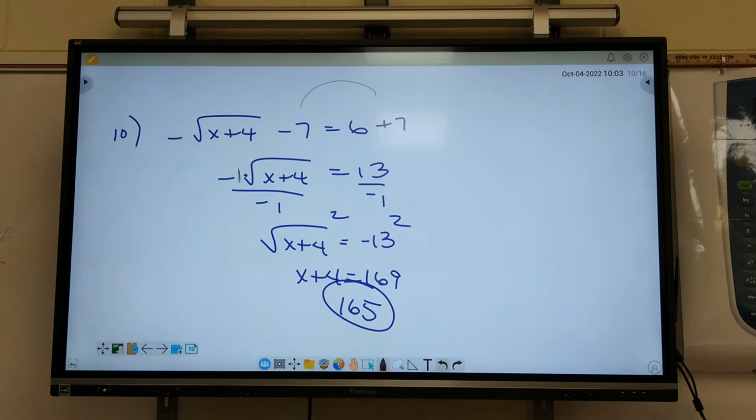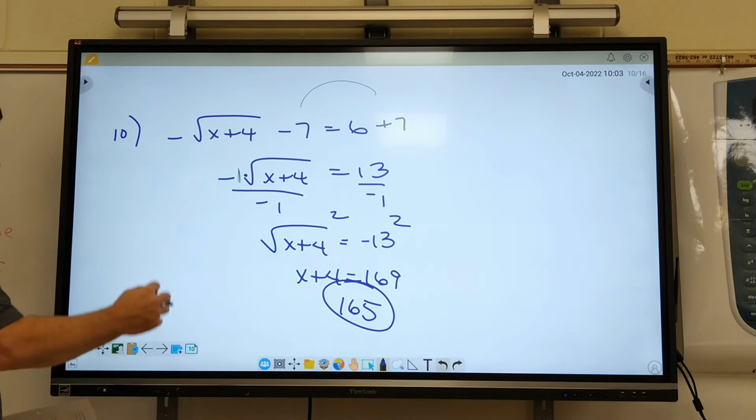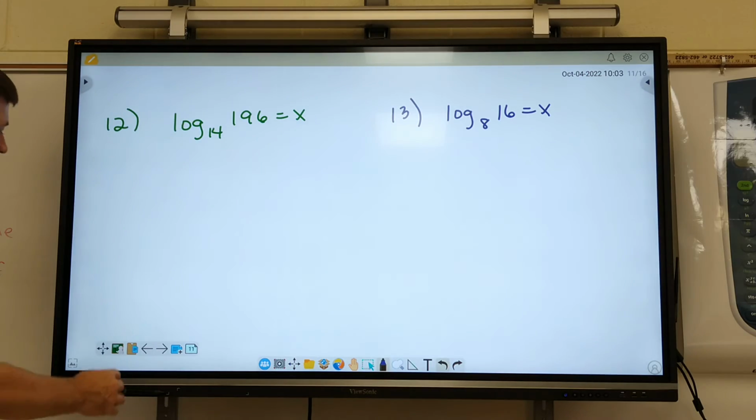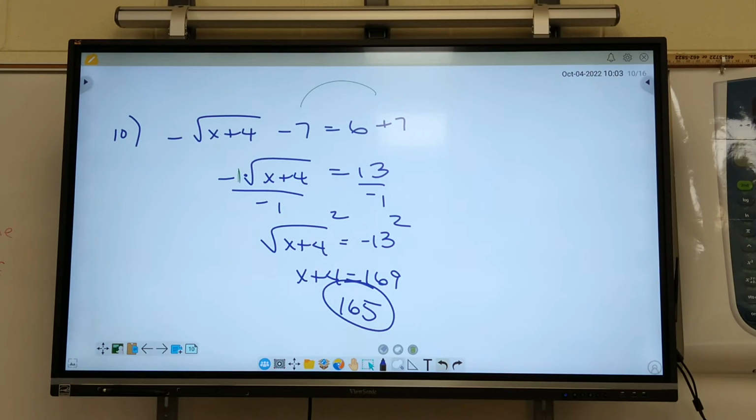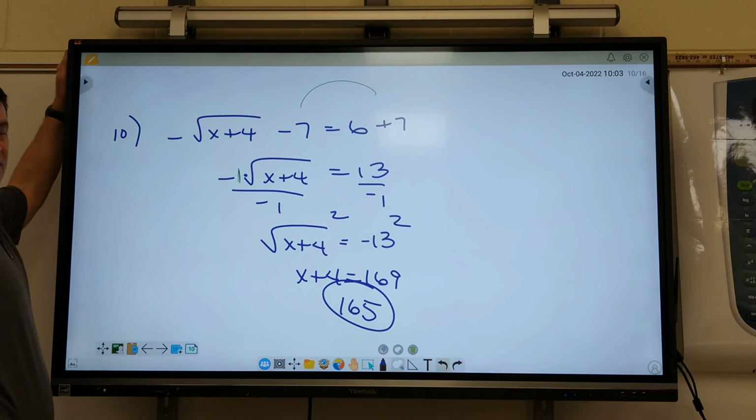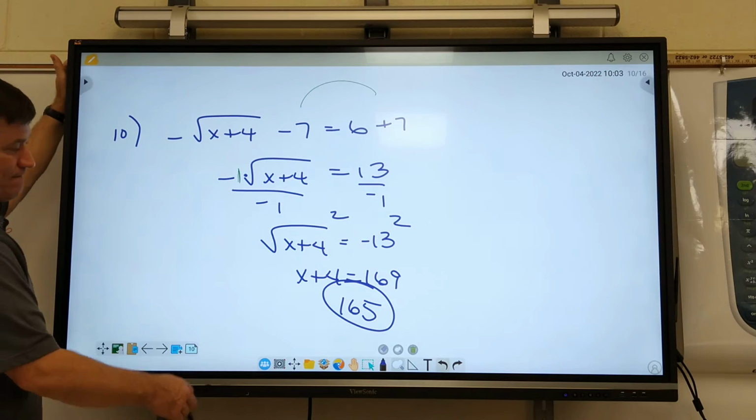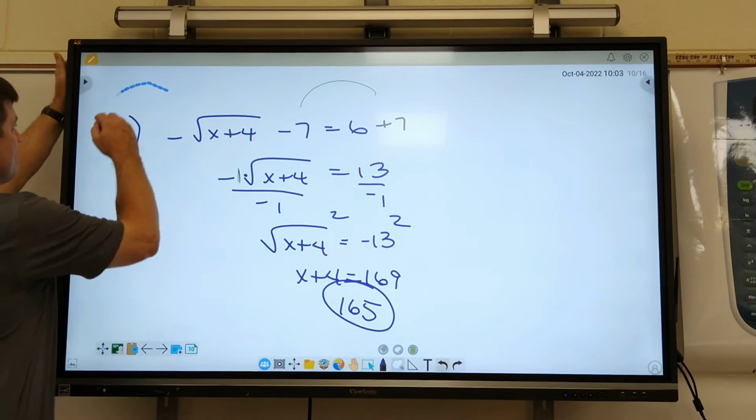Alright, so I showed y'all how to do number 10. You guys should be able to do number 11. Try number 11. 11's just like number 10. I can erase number 10. What's 35 hours? That's what I got.